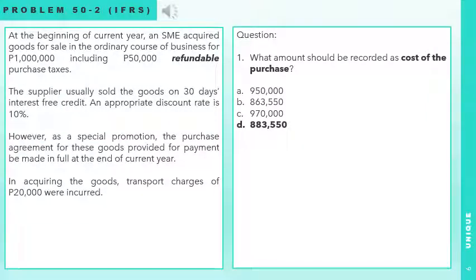So at the beginning of current year, an SME acquired goods for sale in the ordinary course of business for 1 million, including a 50,000 refundable purchase taxes. The supplier usually sold the goods on 30 days interest-free credit, and an appropriate discount rate is 10%. However, as a special promotion, the purchase agreement for these goods provided for payment be made in full at the end of the current year. And in acquiring the goods, transport charges of 20,000 were incurred. So the question is, what amount should be recorded as cost of purchases?